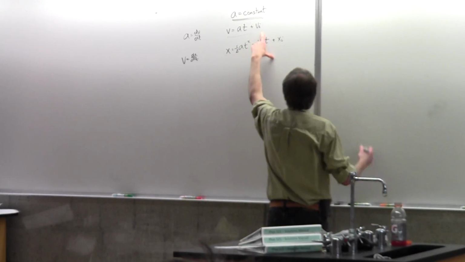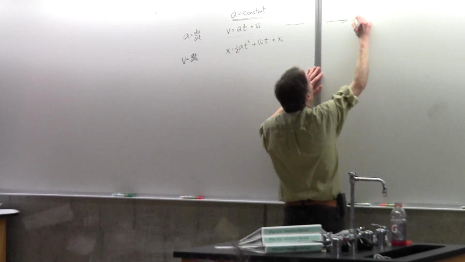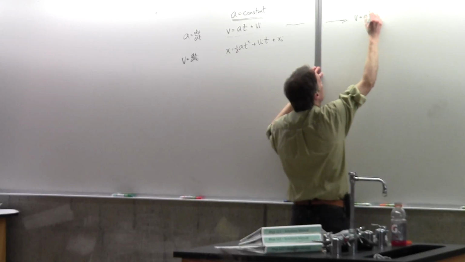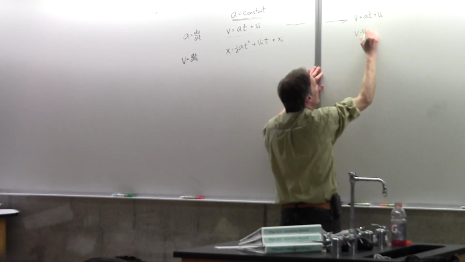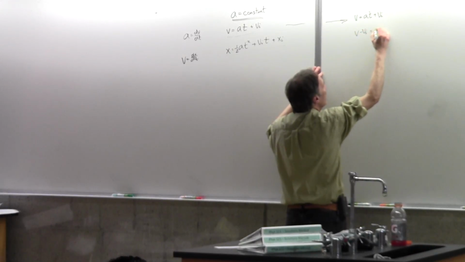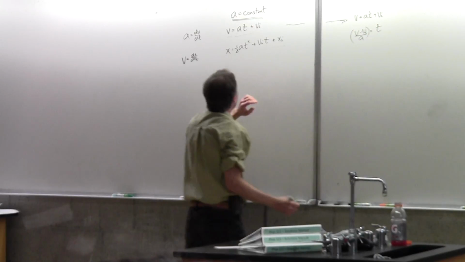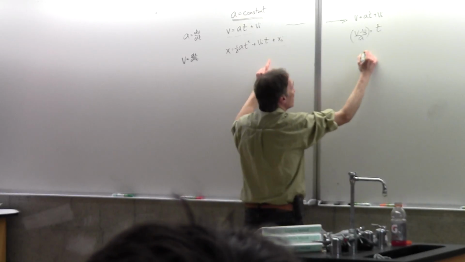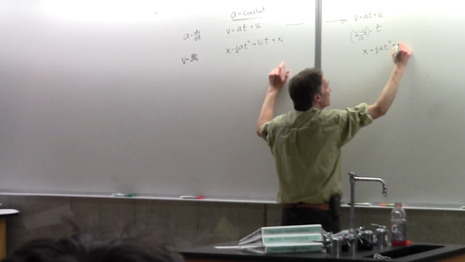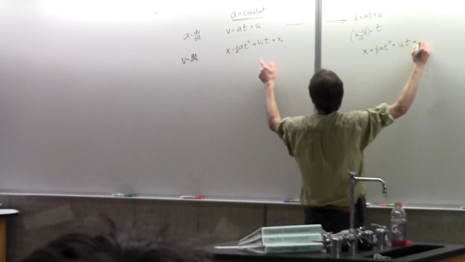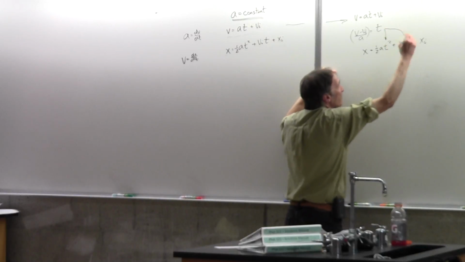How about if I take this first one and I solve for time? So I'll write the equation here, v equals at plus the initial velocity. Solving for time, v minus the initial velocity is equal to at, or let me divide by a. So that's t. And let me put that into this other expression. This is x is equal to 1/2 at squared plus the initial velocity times time, plus the initial position, x initial. And let me stick this in for t.